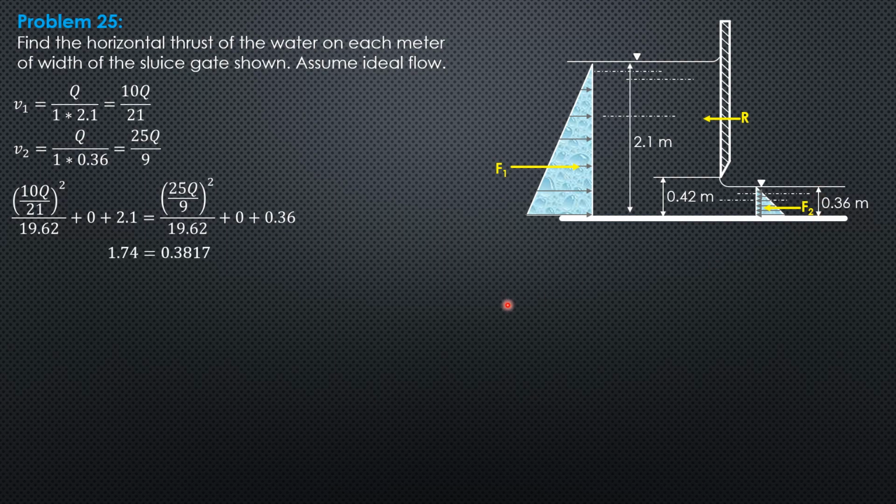Simplifying, 1.74 equals 0.3817 Q squared. So from here we can compute Q, 2.25 cubic meters per second per meter.